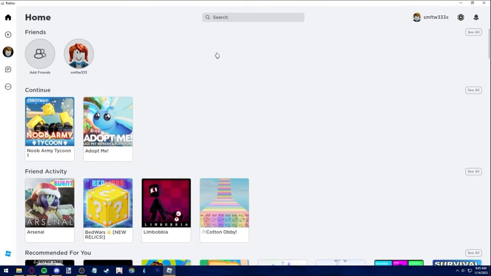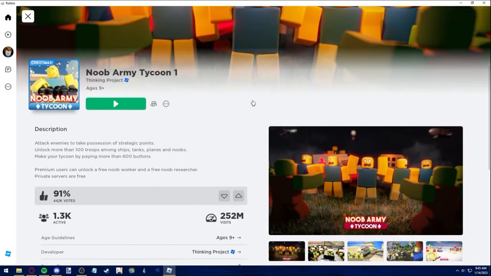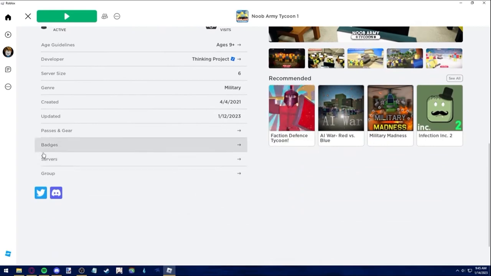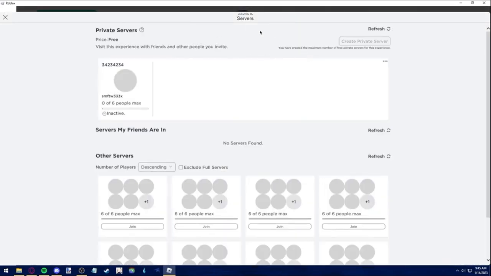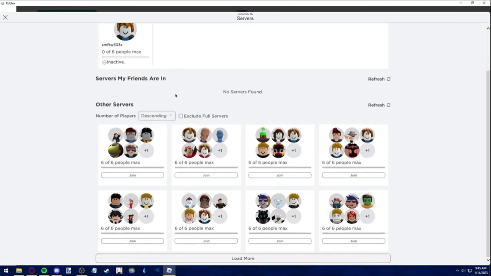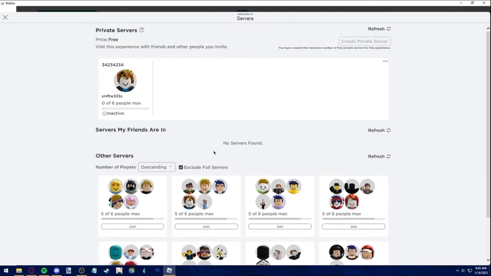Alright, so I have Roblox already running here, so what you want to do is go to the experience or the game that you want to join with someone there who is not your friend. Now, click on servers. So in here beneath servers my friends are in, we can see that there are other servers, and here you can actually join these games. Now the players and the users here are not necessarily our friends, but we can join them through the servers.